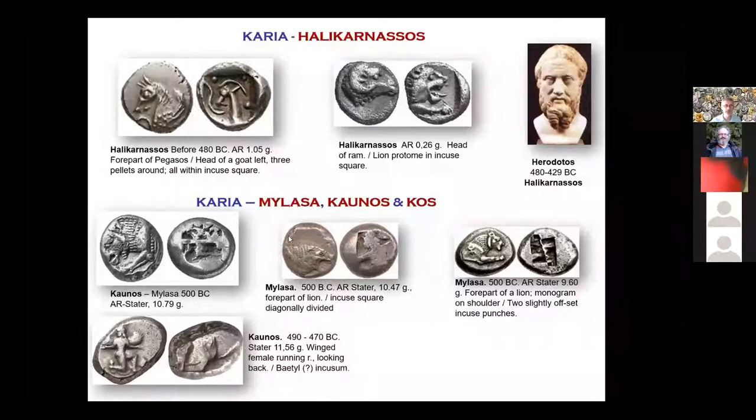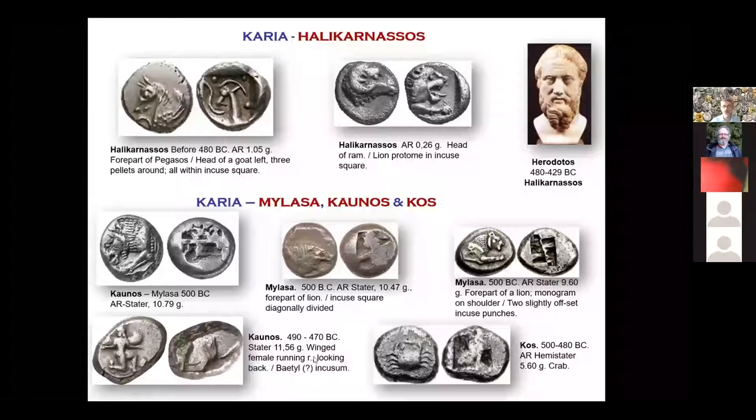Milas adopted a similar forepart of lion symbol from Miletus to show their allegiance to that city. And later on, Kaunos came up with this winged female running, looking back type that many people confused until 20, 30 years ago with Molossian types. Again, a mythological figure that they came up with. Most likely it's Aphrodite again, but with wings, and maybe some other deity, I don't know.